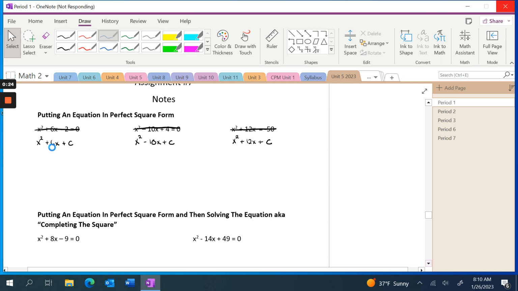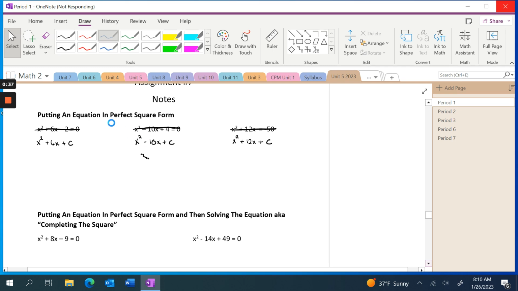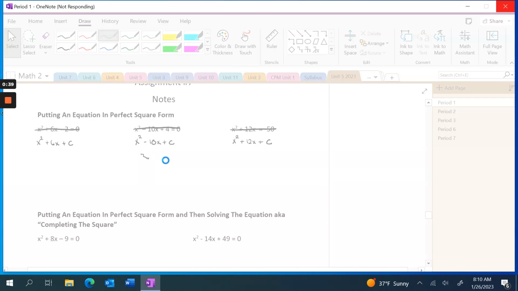that I've written. x squared plus 6x plus c, x squared minus 10x plus c, and x squared plus 12x plus c.